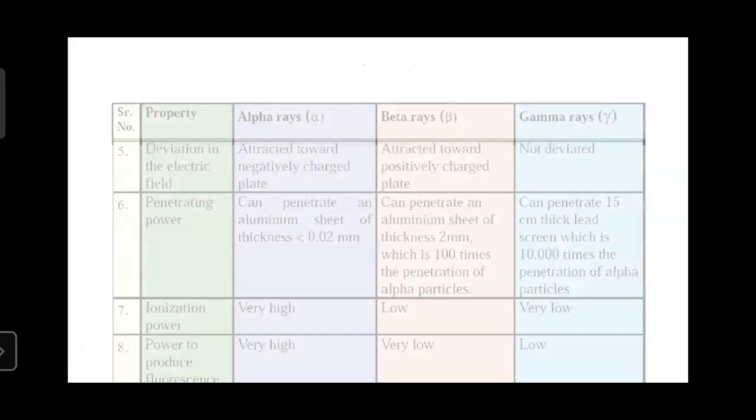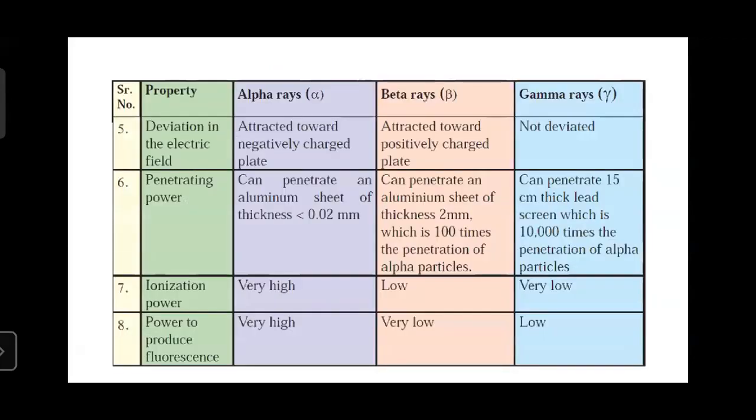Next property is deviation in electrical field. Alpha rays are attracted towards the negatively charged plate. Beta rays are attracted towards the positively charged plate, and gamma rays are undeviated. Penetrating power: alpha rays can penetrate an aluminum sheet of thickness 0.02 millimeter. Beta rays can penetrate an aluminum sheet of thickness 2 mm, which is 100 times that of alpha particles. And gamma rays can penetrate a 50 centimeter thick lead screen, which is 10,000 times the penetration of alpha particles.